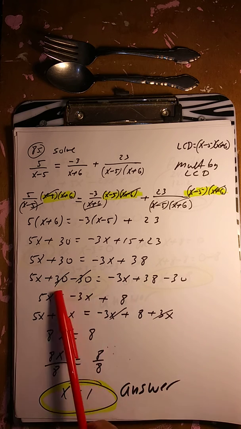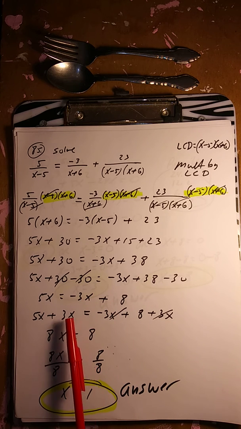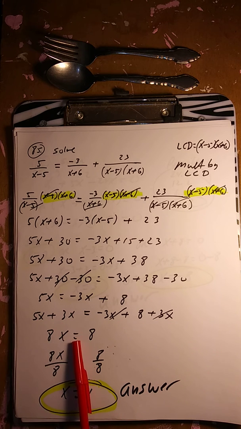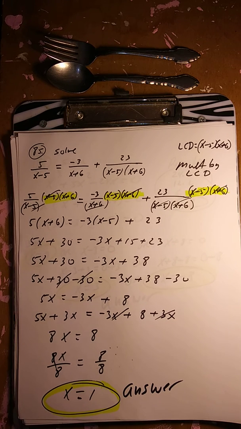Minus 30 on both sides. So now I have 5x equals negative 3x plus 8. Add 3x to both sides. So we have 8x equals 8. Divide by 8, divide by 8. And guess what? These are gone. Boom. And what's left over? x equals what? 1.